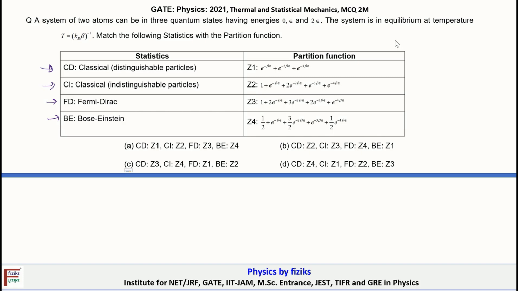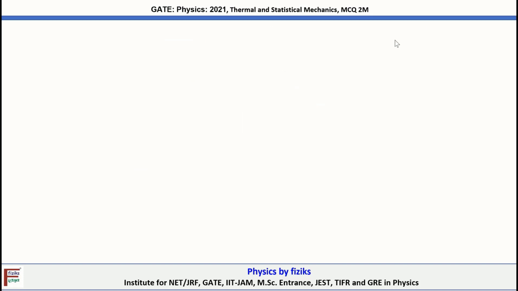Okay, so let's continue with the first case. I'm going to the next page here. The first case that we are going to consider is the case of classical and distinguishable particles. We have two particles. We will treat them classically, but they are distinguishable.